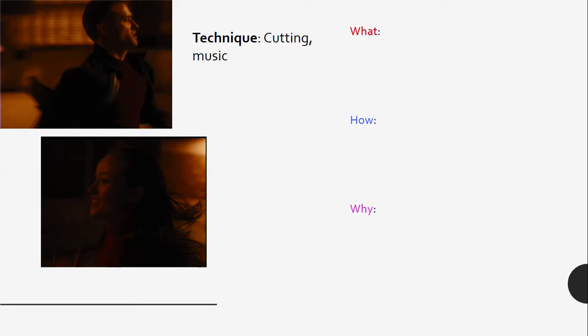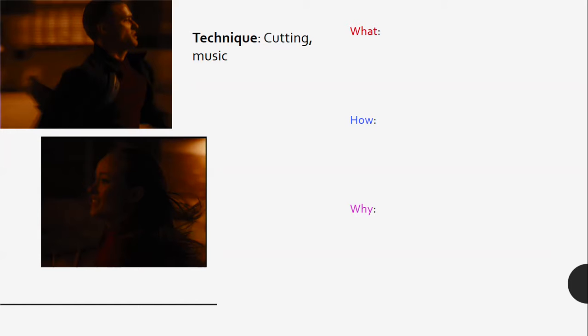So what is this sort of showing? What is this cutting and music doing? Well, I think it really presents the sense of hopelessness. There's no hope, there's nothing you can do. The end is kind of, there's no stopping the bad things that are happening in this district.